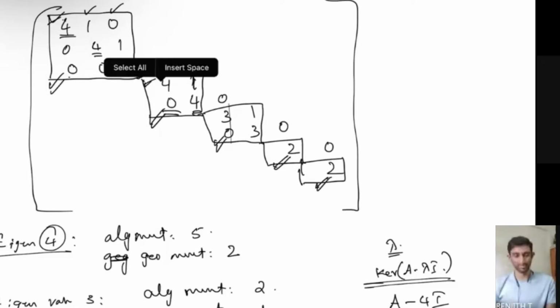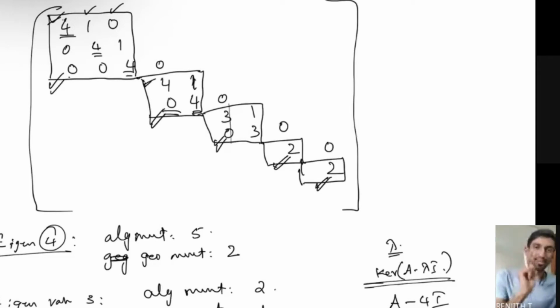Just count the number of blocks. How many Jordan blocks are there corresponding to 4? Because in one Jordan block there will be only one eigenvector. Each Jordan block corresponds to only one eigenvector. The rest will be generalized eigenvectors. So these two columns are images of generalized eigenvectors, and this one is the image of the eigenvector. Here also there is one eigenvector and one generalized eigenvector. So there are two parts, and in each block there will be exactly one eigenvector.